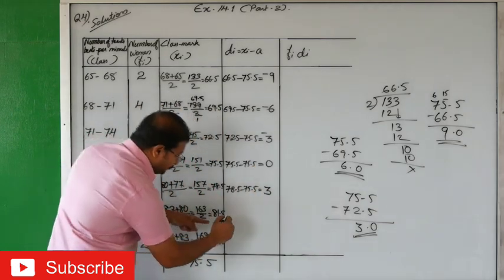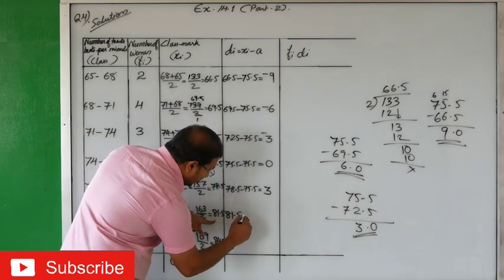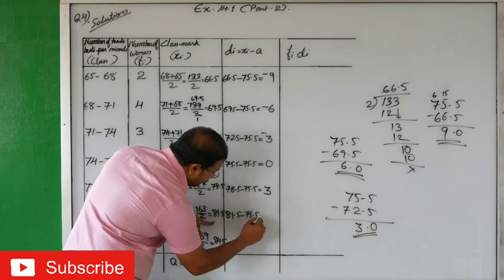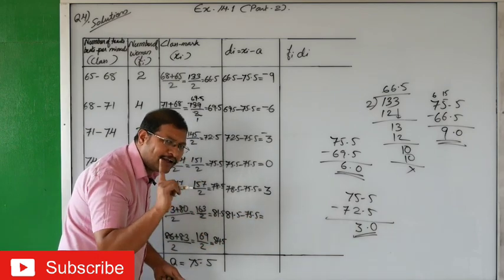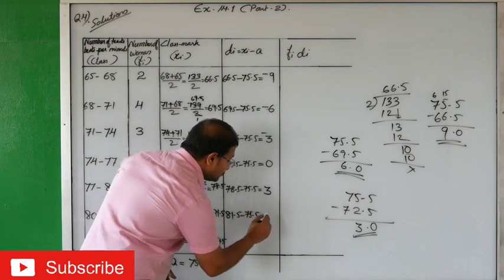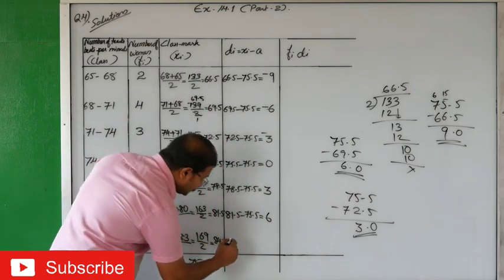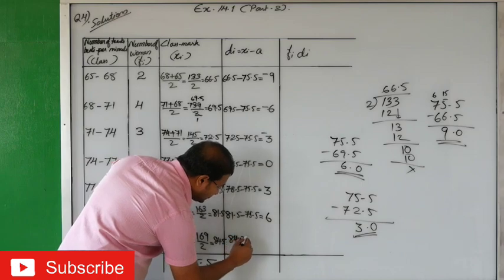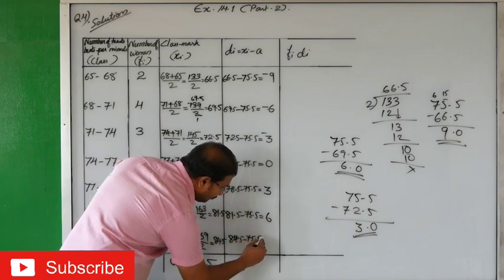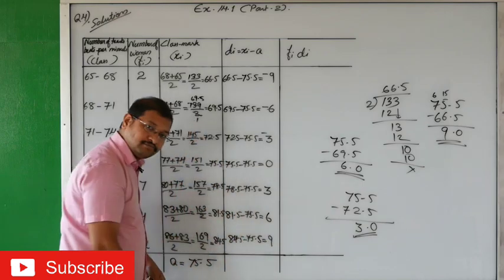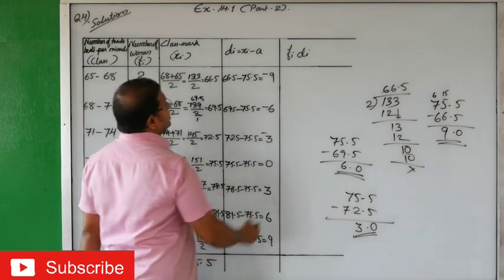Okay. Next step. 81.5 minus 75.5. What you'll get? Find out. Yes. 6. Ready? Next step. 84.5 minus 75.5 equals 9. Do it alone. Ready? Next step.